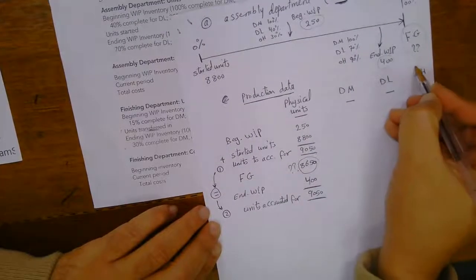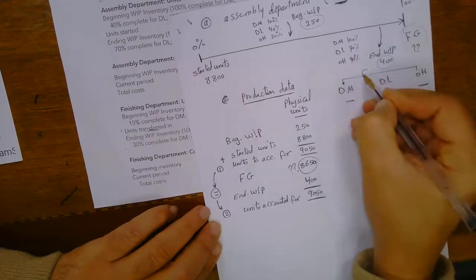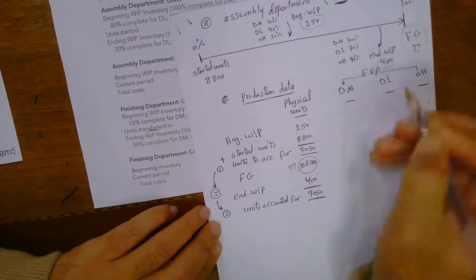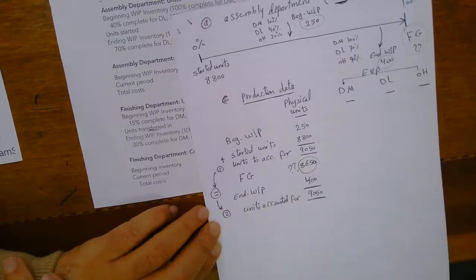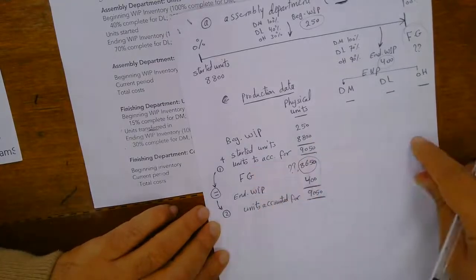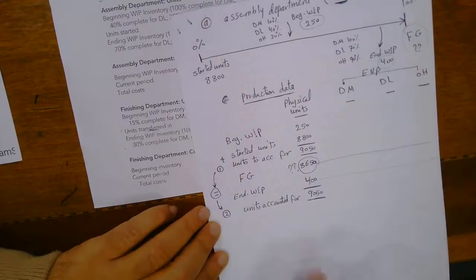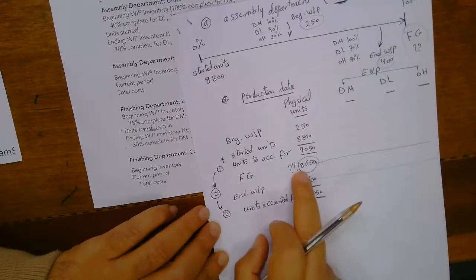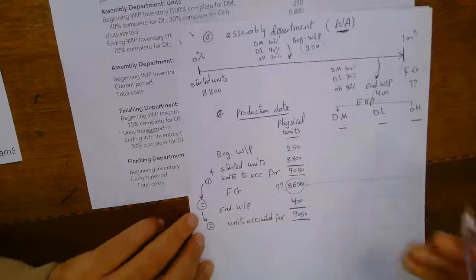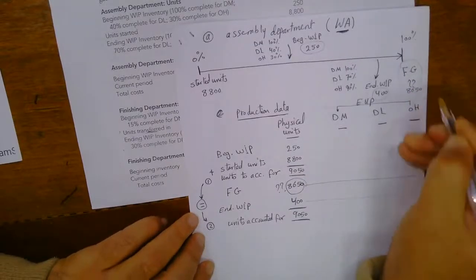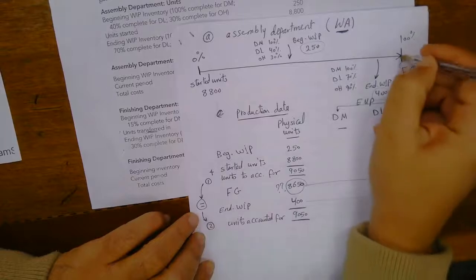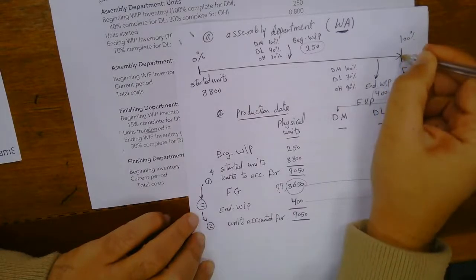Step number 3, calculate equivalent units of production from step number 2. We have finished goods 8,650. If we stop here, we reach 100% complete. So all cost elements are used 100%.